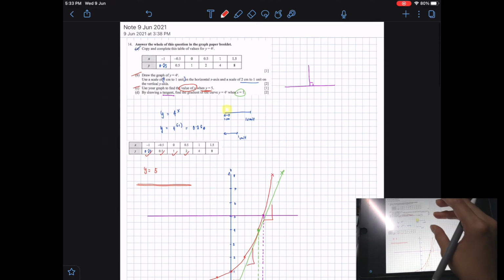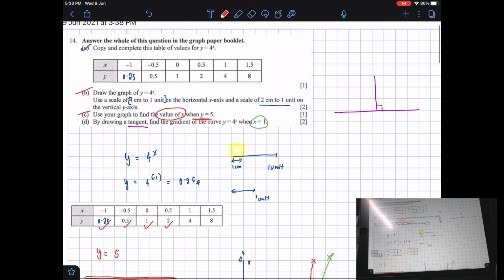And that is how you complete and get all of your 6 full marks in your N-level question.